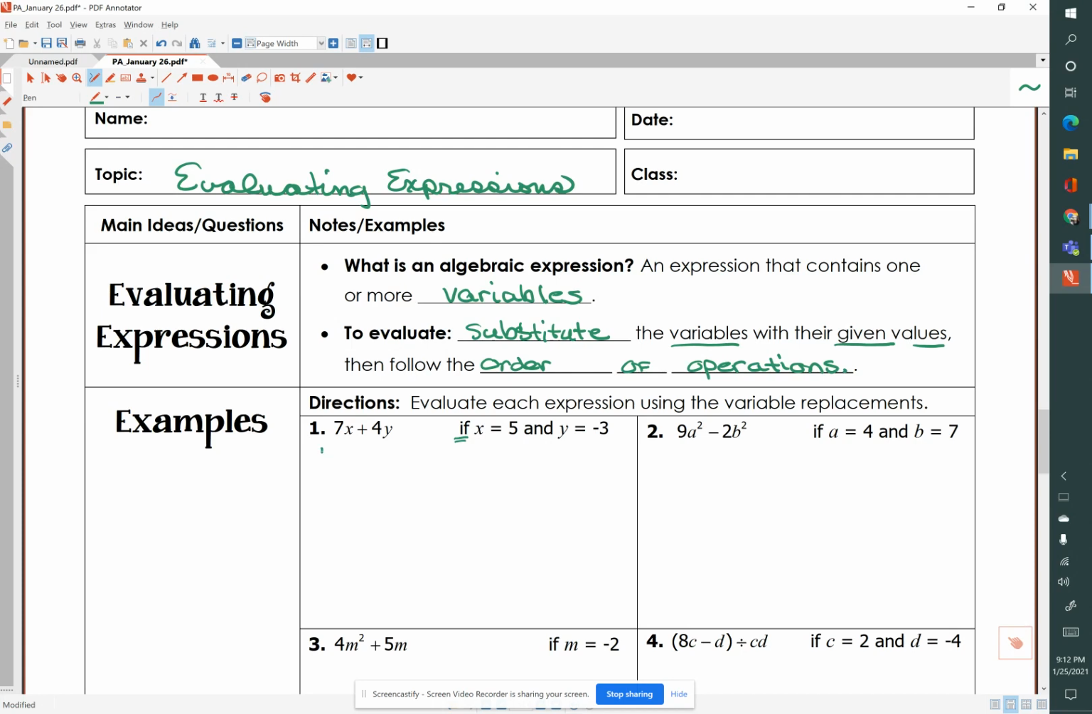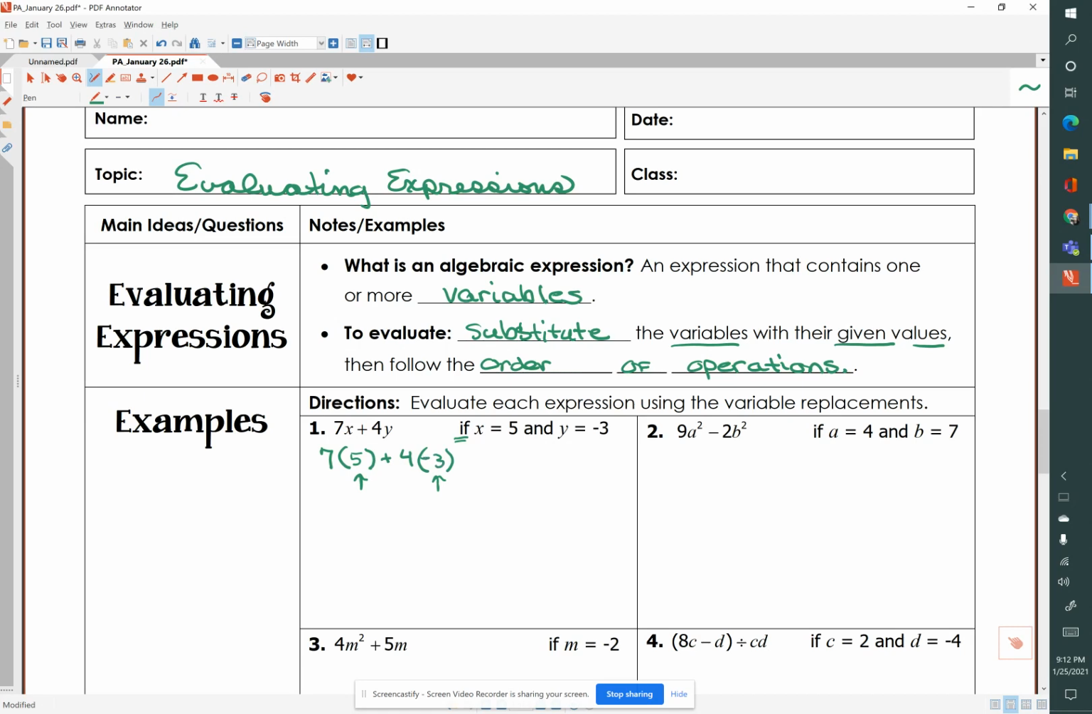So here's one way to handle this. Substitute parentheses for the letters, for the variables. Now, we had an x in this first space, and here it says x equals 5, and we had a y in the second space, and it says y equals -3.